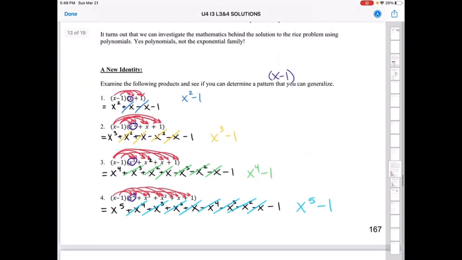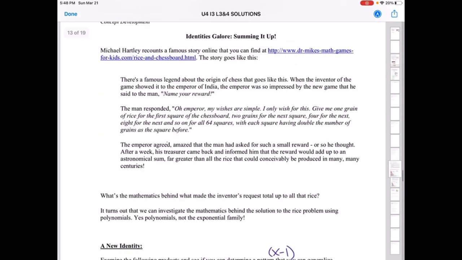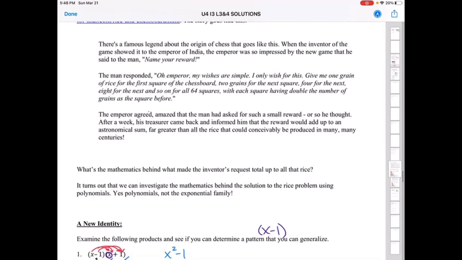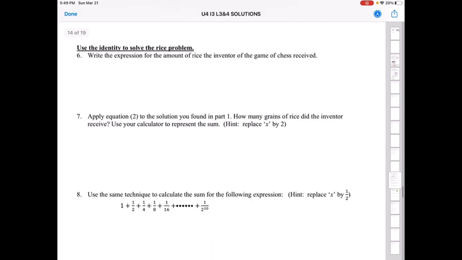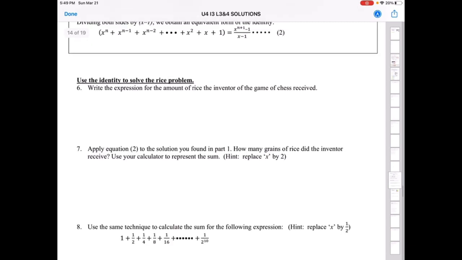Looking back at this legend, this emperor and this man are speaking, and this man is asking, I only wish for this. Give me 1 grain of rice for the first square of the chessboard, 2 grains for the next square, 4 for the next, 8 for the next, and so on for all 64 squares. So each square has to have double what the square before it has. So here it's asking, write the expansion for the amount of rice the inventor of the game of chess received.